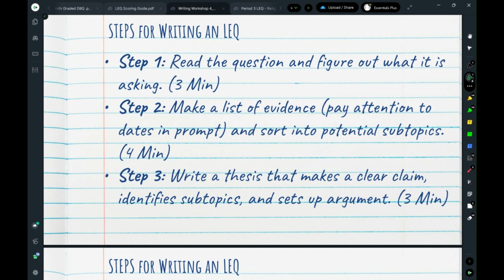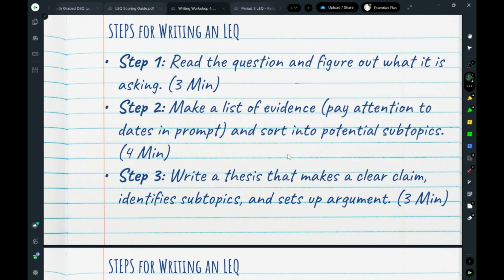And that's why I say 3 minutes to read it. Again, it's not a long question. And then for step 2, you should make a list of evidence. You want to pay attention to the dates in the prompt and sort it into potential subtopics. We're going to talk about how the scoring works for this.